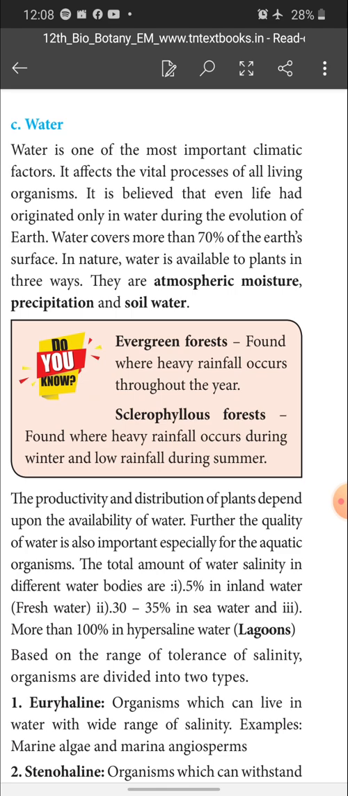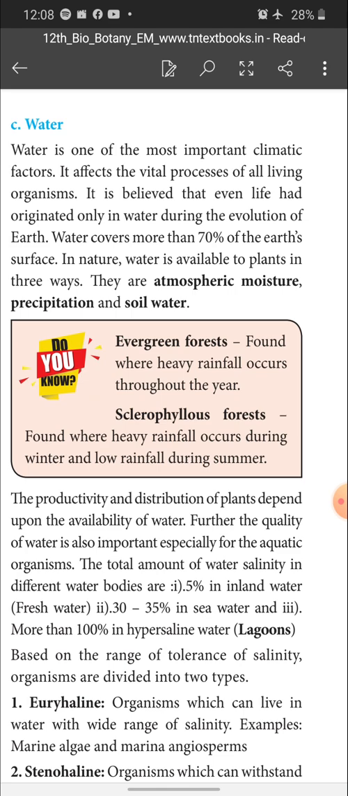See, in the "Do you know" paragraph you will see about evergreen forest, which is found where heavy rainfall occurs throughout the year. Then sclerophyllous forest, found where heavy rainfall occurs during winter and low rainfall during summer. This is the difference between evergreen forest and sclerophyllous forest, children.